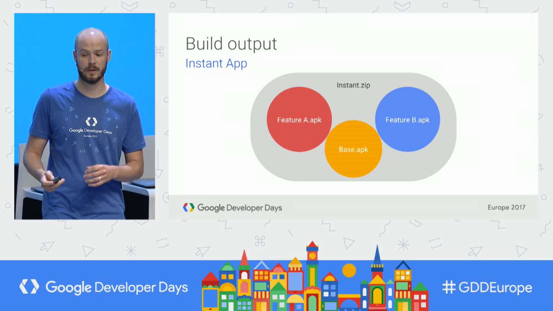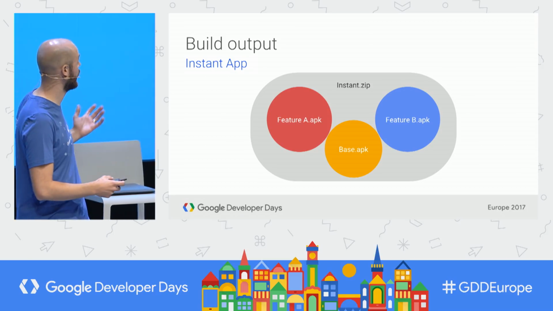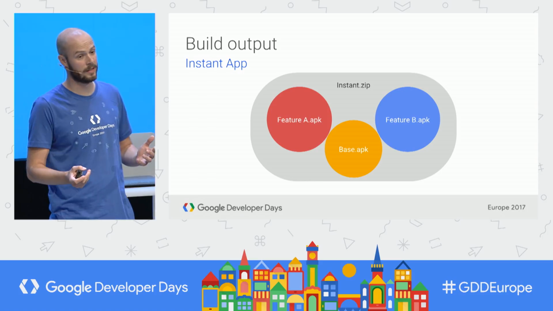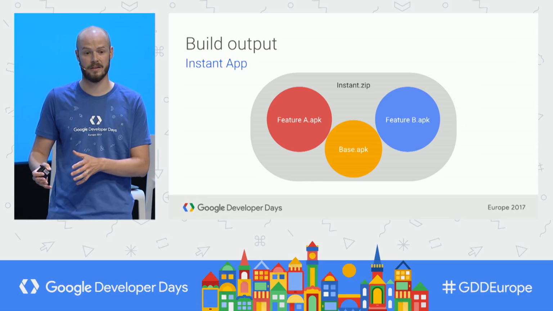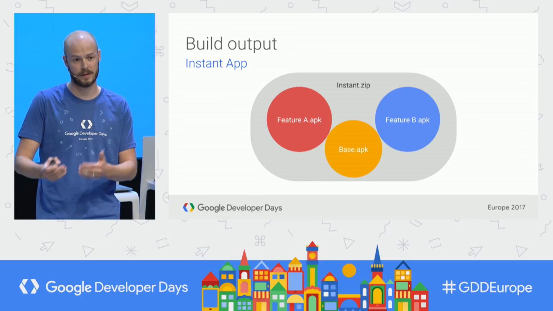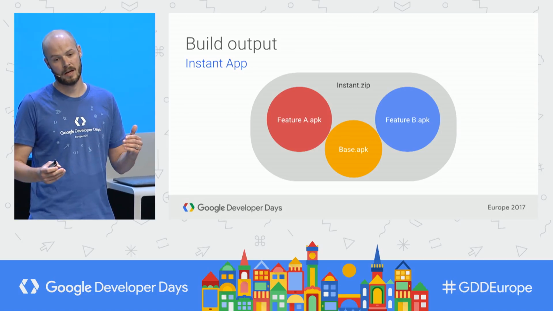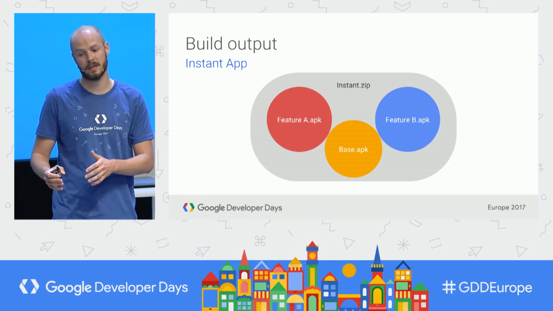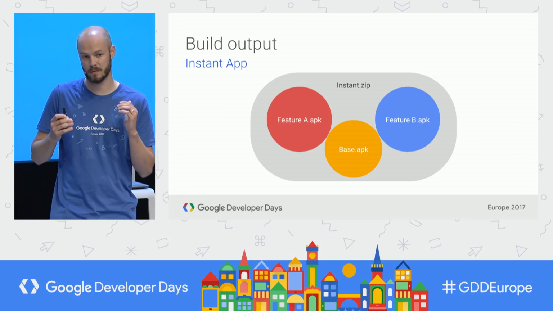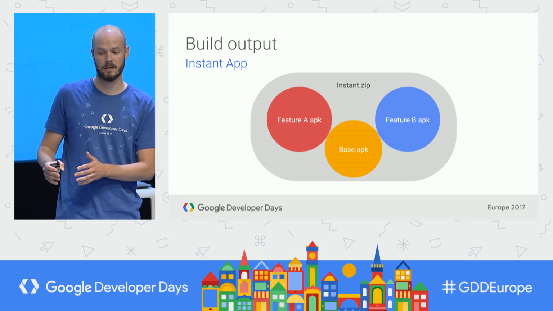Within the Instant App world, instead of getting an APK, you get a zip file with a multitude of APKs in there, which can then be uploaded to the Play Store. And the Play Store decides, depending on the link that the user clicks, which part of that will be installed on the device, while not hogging too much of the bandwidth that is available, as well as space on the device.